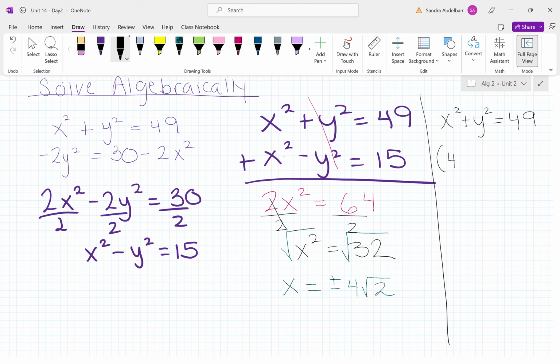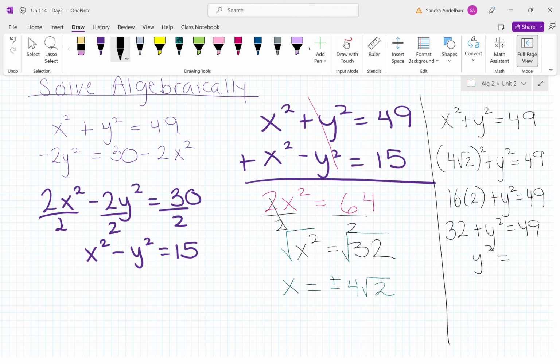So we're going to have 4 root 2 squared plus y squared equals 49. So this is going to be 16 times 2 plus y squared equals 49. 32 plus y squared equals 49. So y squared equals 17. So y will equal plus or minus root 17.